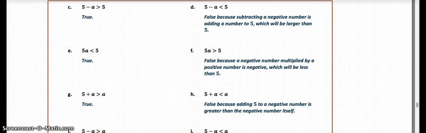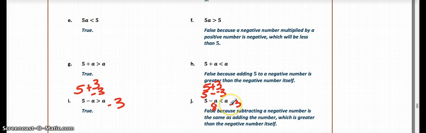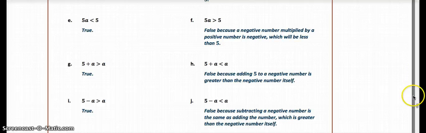If we look at the next one, we can't because it's gone. If you subtract a negative number, I'm going to use like negative, I don't know, 3. It's the same as adding the opposite, 5 plus 3. So 8 would be greater than my negative number, the -3. 5 minus a -3 is 5 plus 3, so this is 8, would not be less than -3. So again, this one is false, because subtracting a negative number is the same as adding that number, and that's going to make it greater than the negative number. Erase. Scroll.